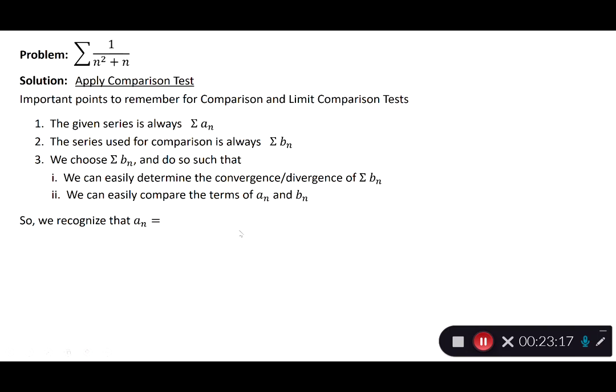So, we recognize that a sub n is 1 over n square plus n. What should we choose for sigma b sub n? Well, maybe I'll get a drink of water and in the meantime let you think of what you think you could use.